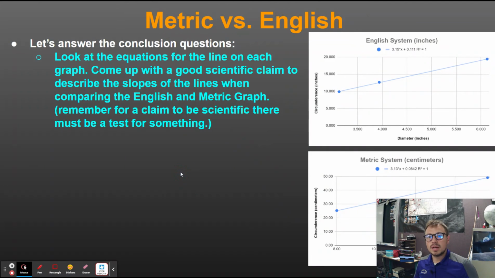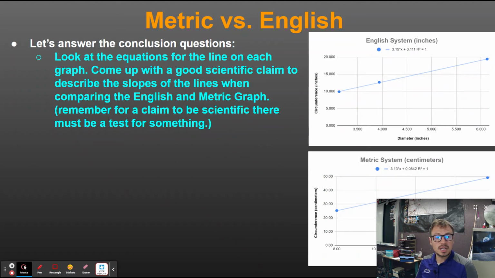So let's answer these questions. Let's look at the equations for the line on each graph. Come up with a good scientific claim to describe the slopes of the lines when comparing the English and the metric graph. Remember, for a claim to be scientific, there must be a test for something. If I'm looking at this, I know that the slope up here is 3.15, and down here it's 3.13. Well, why do you think that would be? I can look at this and I know the slopes are going to be the same.